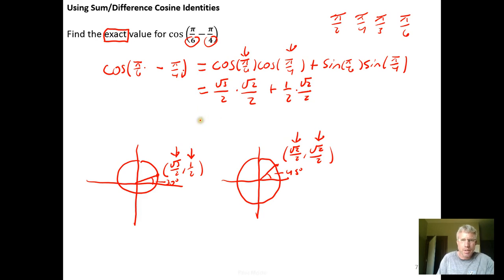And now we can combine things with the common denominator of 4. And I would suggest factoring the root 2 over 4 off, which would leave root 3 plus 1 as the exact answer.